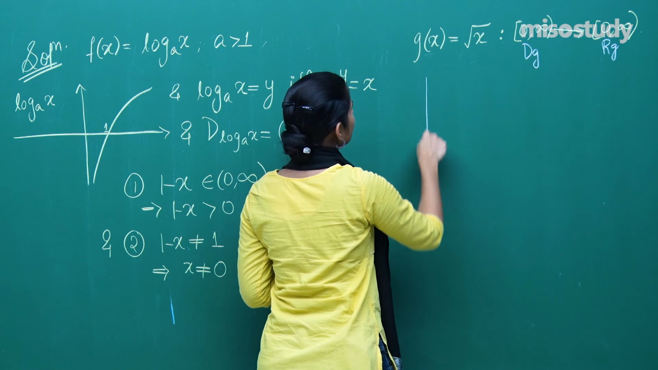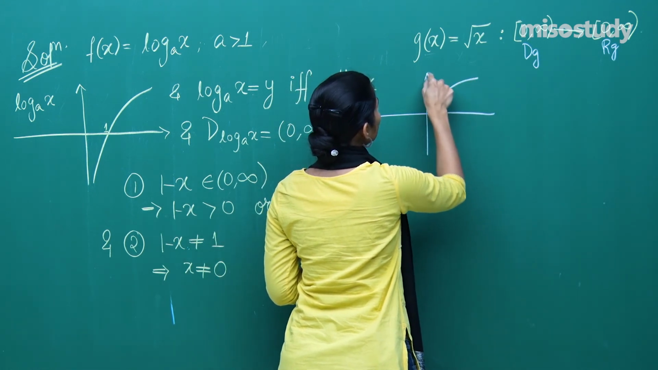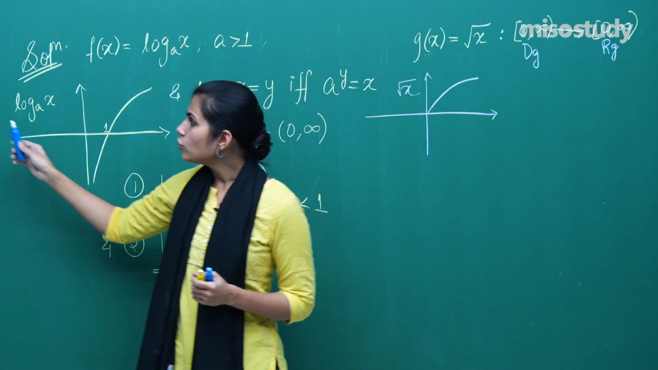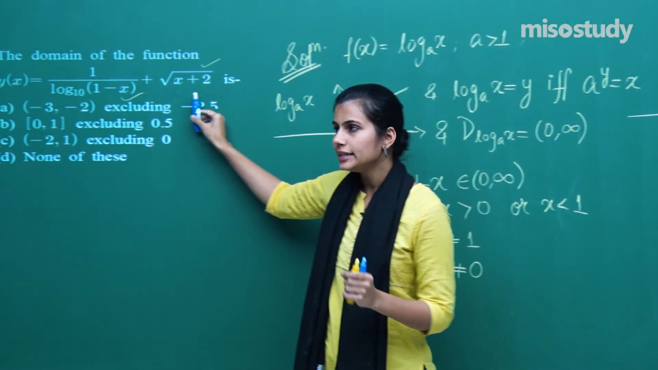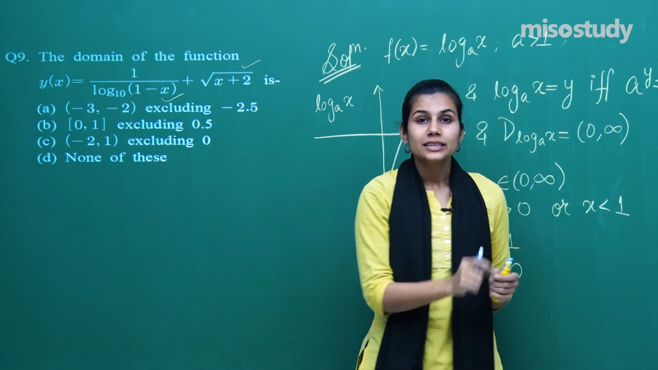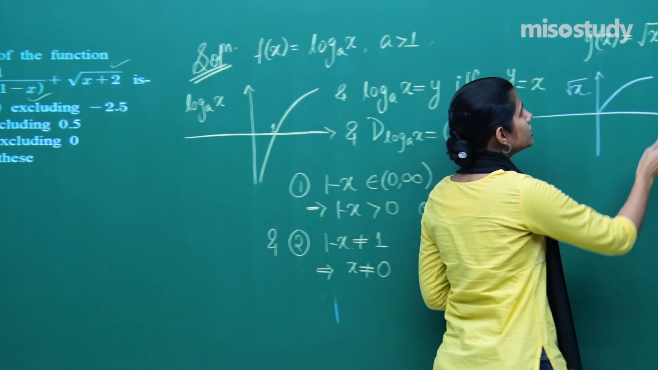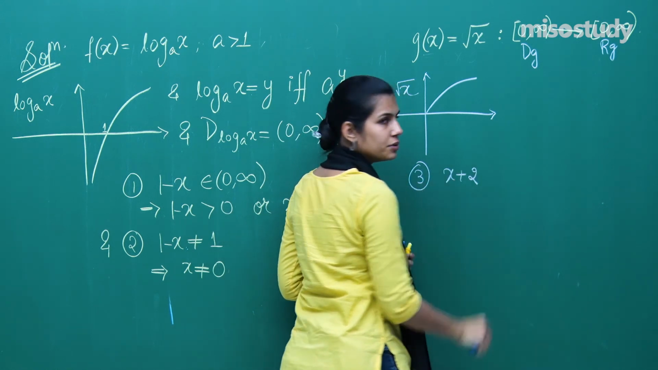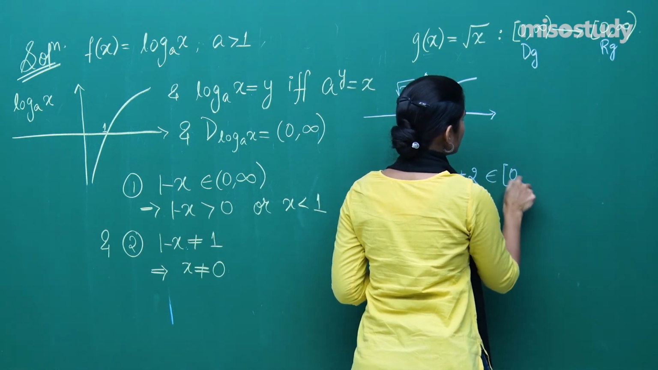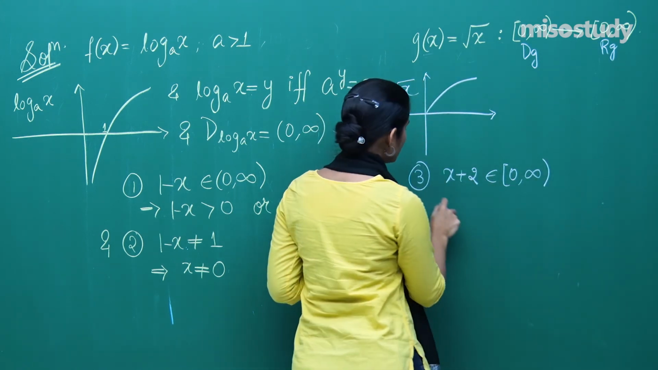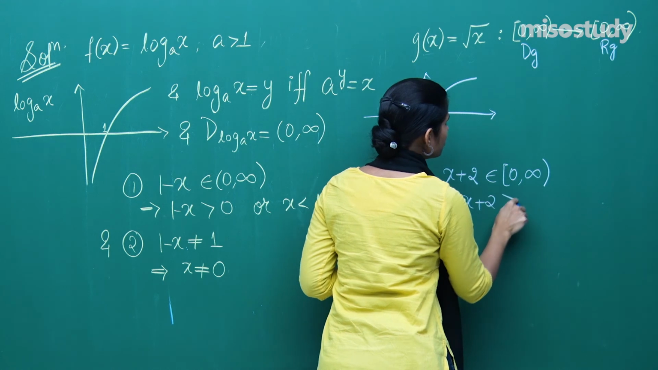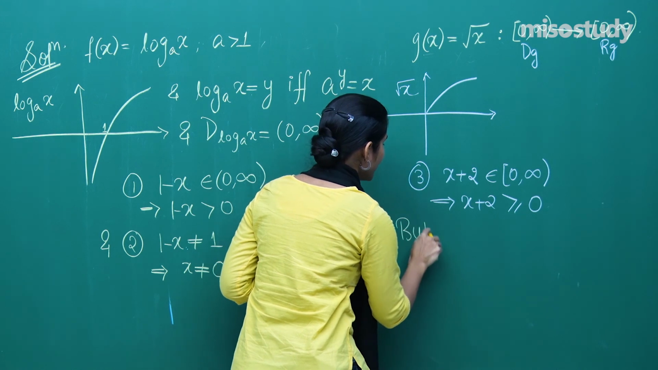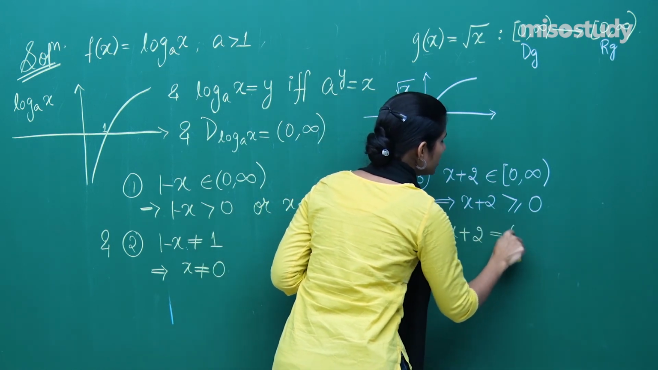And I know that the graph of this square root function follows to be something like this. And therefore, under root x plus 2 can only be defined if x plus 2 comes from the domain of the root function, which is 0 to infinity. So I want x plus 2 to come from 0 to infinity, which means I want x plus 2 to be greater than or equal to 0.